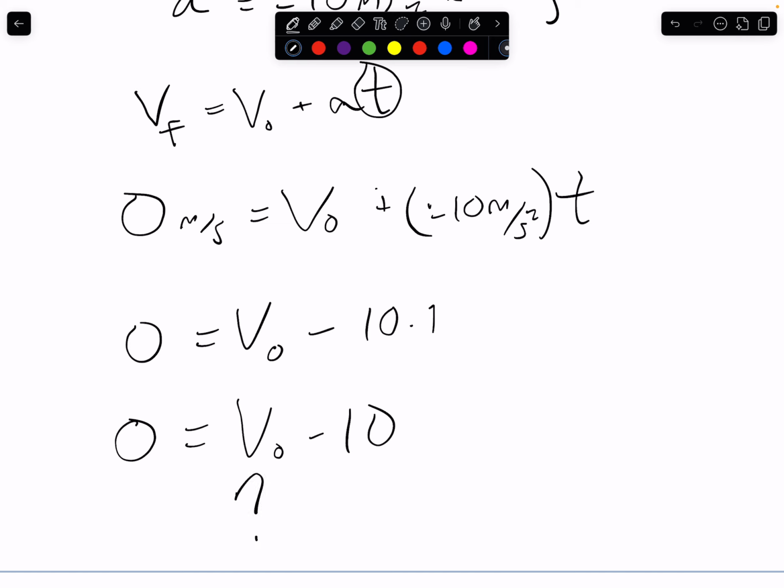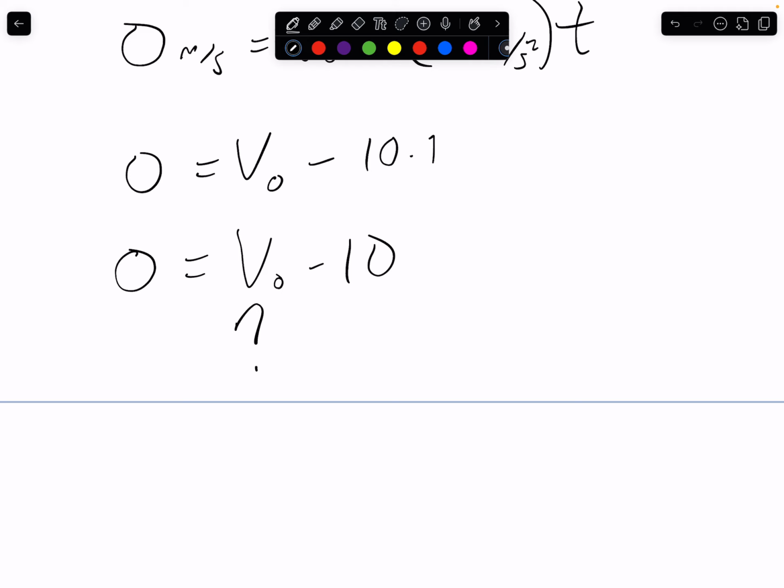So what do you subtract 10 from and get 0? Blank minus 10 is 0. Yeah, V naught's got to be 10. Or algebraically, the way to solve this is to add 10 to both sides. That cancels out the 10 over there, and that gives me that V naught is 10 meters per second.